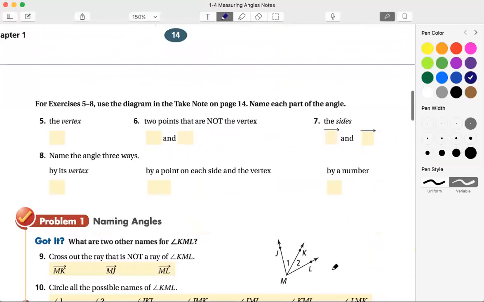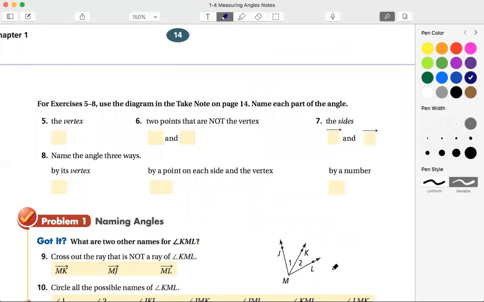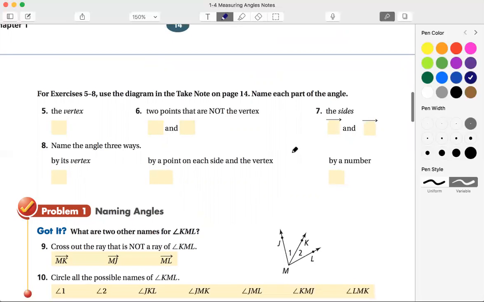All right, next page. So use the diagram in the take note on the previous page to name each part of the angle. So the vertex of that previous angle was at vertex A. The two points that were not the vertex were B and C. So the sides were ray AB and ray AC. We can name it by calling it angle A by its vertex, by angle BAC, or by angle 1. Also, we could have called this angle CAB if we wanted to.